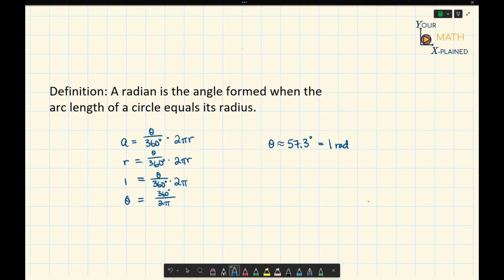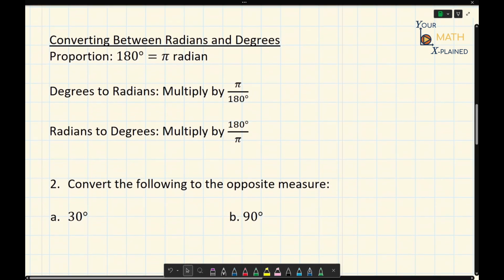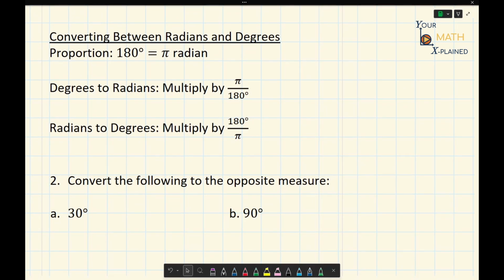So this 57.3 degrees here is not what's important. The important part is this statement here. This actually gives us the conversion between degrees and radians. It tells us that 360 degrees is equivalent to 2 pi radians. So this means to convert between radians and degrees, we use the proportion 180 degrees is equal to pi radians.